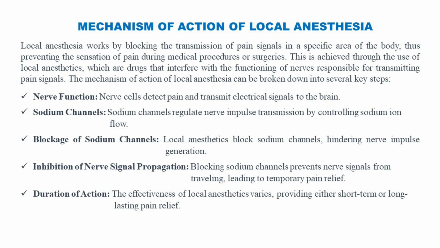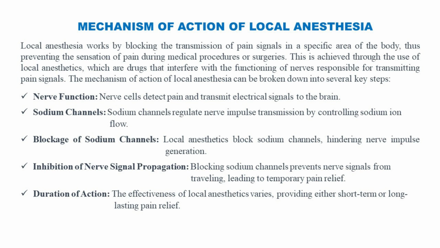Mechanism of action of local anesthesia. Local anesthesia works by blocking the transmission of pain signals in a specific area of the body, thus preventing the sensation of pain during medical procedures or surgeries. This is achieved through the use of local anesthetics, which are drugs that interfere with the functioning of nerves responsible for transmitting pain signals. The mechanism of action of local anesthesia can be broken down into several key steps.